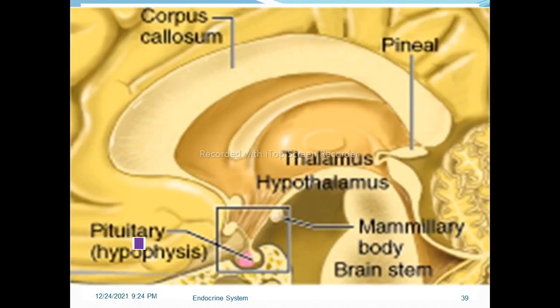So this is the pituitary gland, this is the hypothalamus, this is the thalamus, this is the pineal gland. Okay, the pineal gland. So this is the encephalon, this is the roof of the encephalon. All of this is the encephalon. This is the posterior part of the encephalon. So this is a part of the pineal gland.